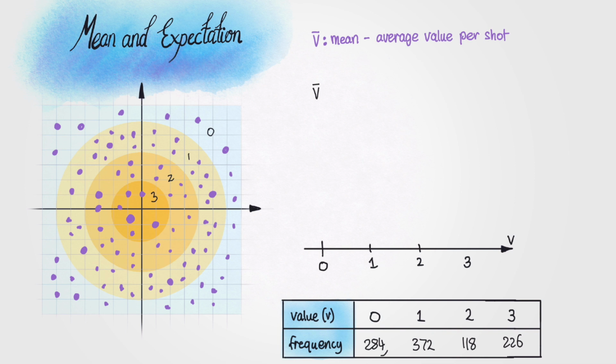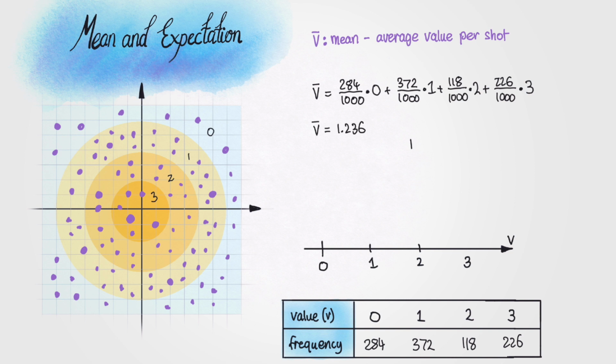We can say that 284 out of the 1,000 shots landed on 0. And we can repeat this for all the other values as well. If we put this into our calculator, we just get 1.236. Again, you can just imagine having a block that weighs a kilogram and distributing its mass across all of these places. Now just like before, we know that we should put the balancing point right here. Again, this is closer to the heavier parts so that the thing doesn't tip over.